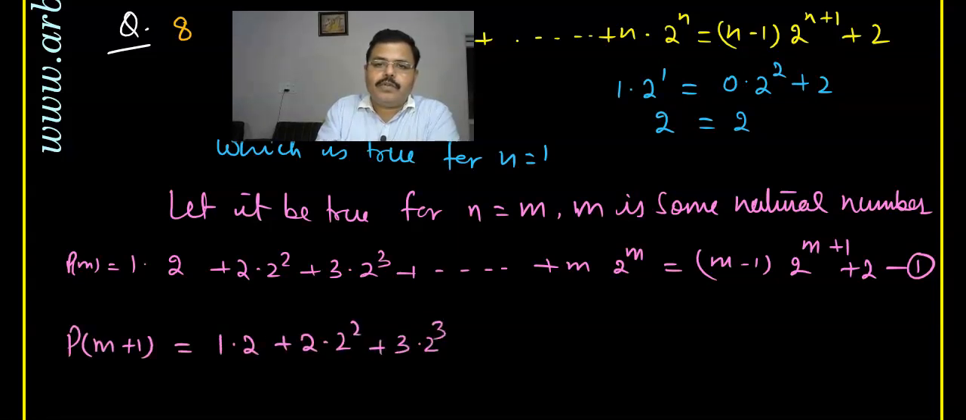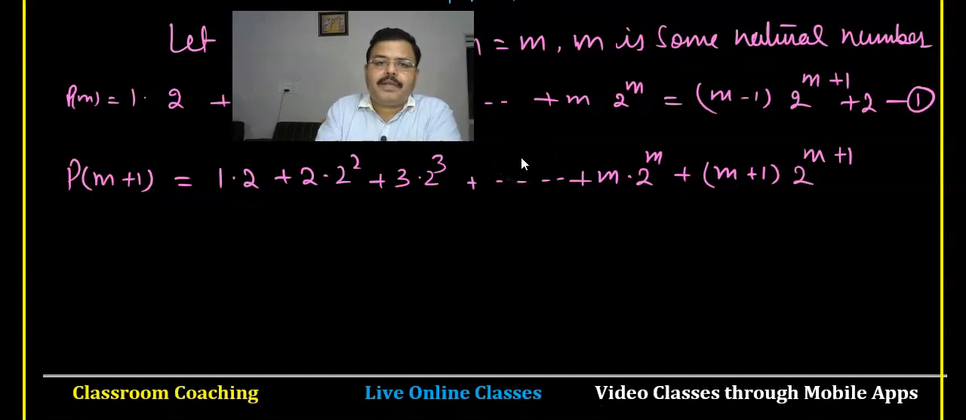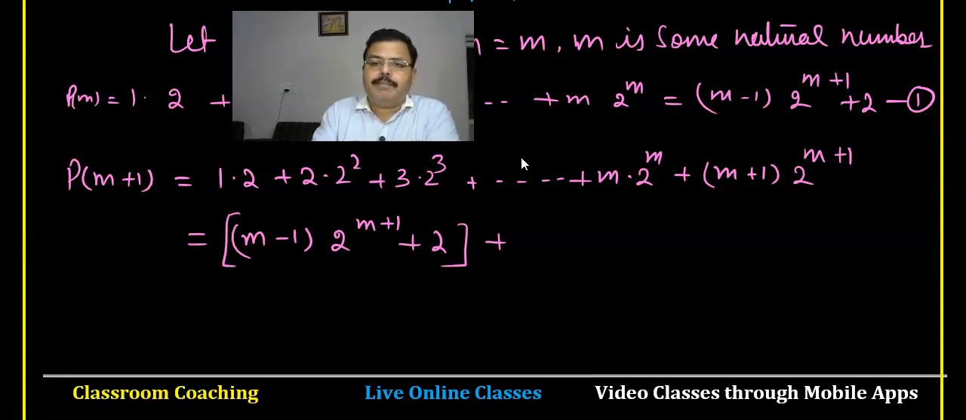Now P(m plus 1) is equal to 1 into 2, 2 into 2 square, 3 into 2 cube, and up to m into 2 to the power m, and the next step will be m plus 1 into 2 to the power m plus 1. So using 1, we can use the result, so that will be m minus 1 into 2 to the power m plus 1 plus 2, plus this result will come from the first, and m plus 1 into 2 to the power m plus 1. This is using 1.